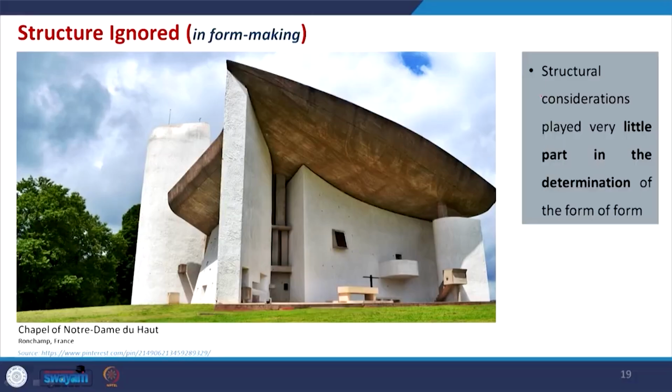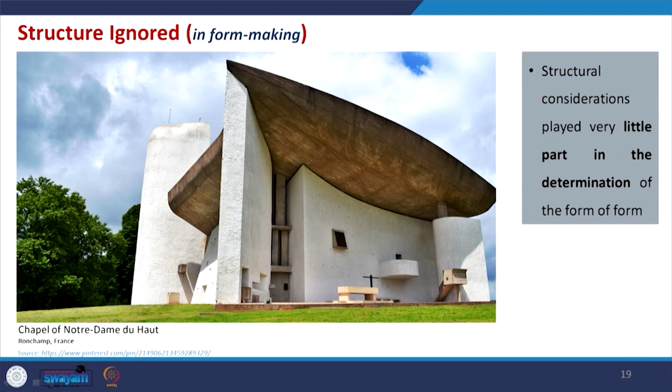sometimes we ignore the typical structure that could come, we just ignore that. So basically here structure ignored is in form making, and not considering giving up aesthetic forms in your architecture. This is a creation in Ronchamp, France. This is the Chapel of Notre Dame.